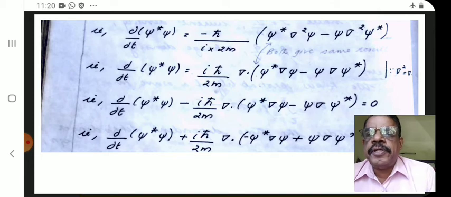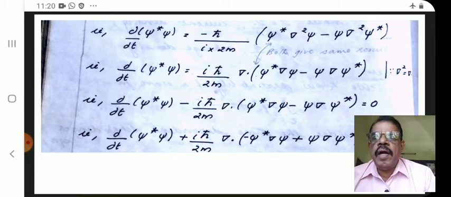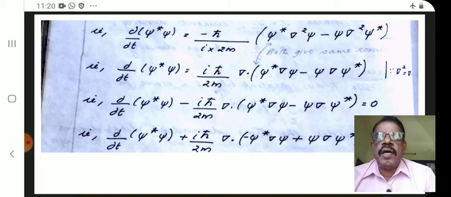i is in the denominator, so minus ħ by i into 2m. Inside the bracket, no change: ψ* del square ψ minus ψ del square ψ*.